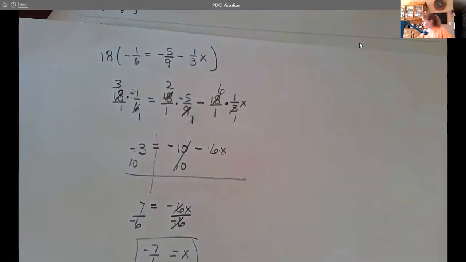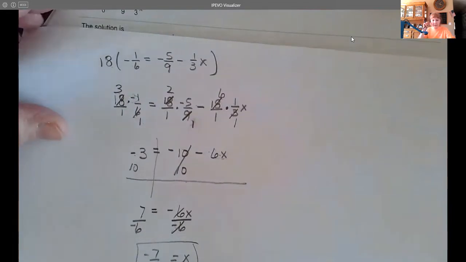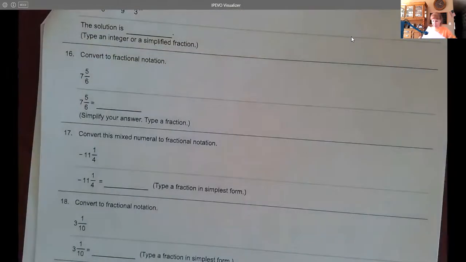All righty, so that pretty much does the eliminating of fractions. So I'm hoping that you understand. So now we're going to look at 7.5 here.